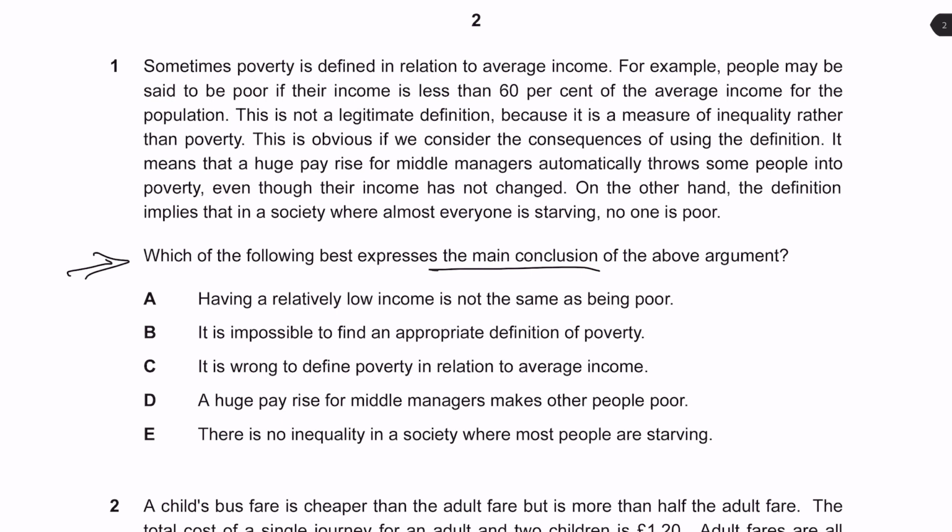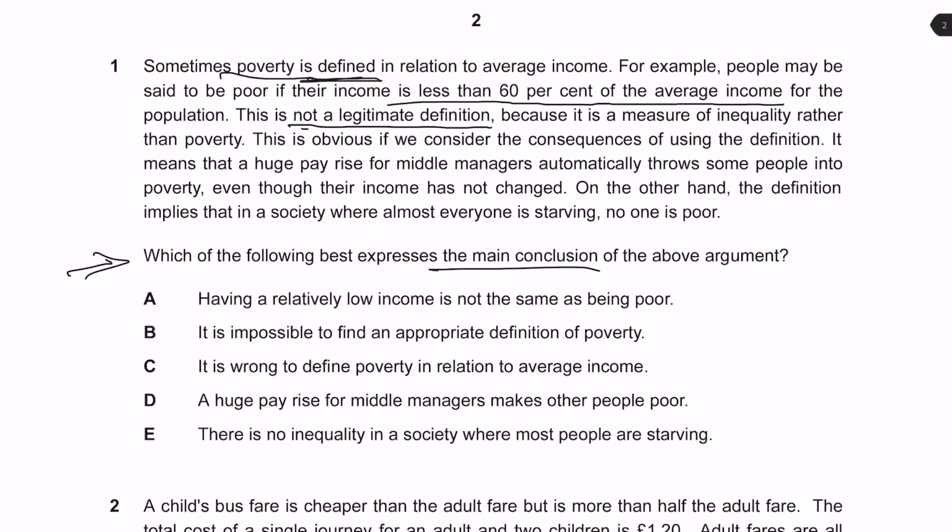Sometimes poverty is defined in relation to average income. Okay, so here the subject of the first topic sentence is poverty. It means we are going to talk about poverty, and pay attention, is defined. So the definition of poverty is what we're going to look at. For example, people may be said to be poor if their income is less than 60% of the average income for the population.